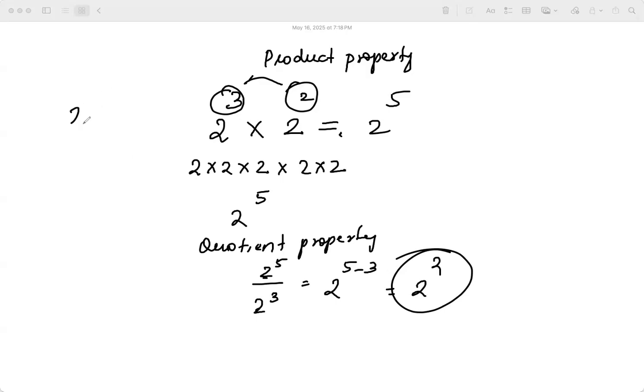The power property now comes into the picture. Power means power of power. If it is there, you multiply it. That is called the power property of exponents. Make sense? Can I challenge you now? Since I taught you extra, I'm going to challenge you. 2 power of 8 divided by 2 power of minus 4 is what? What is 2 power of 8 by 2 power of minus 4?